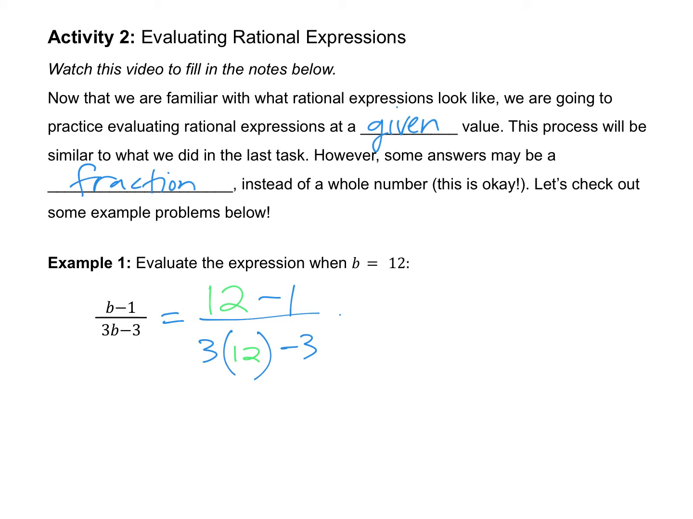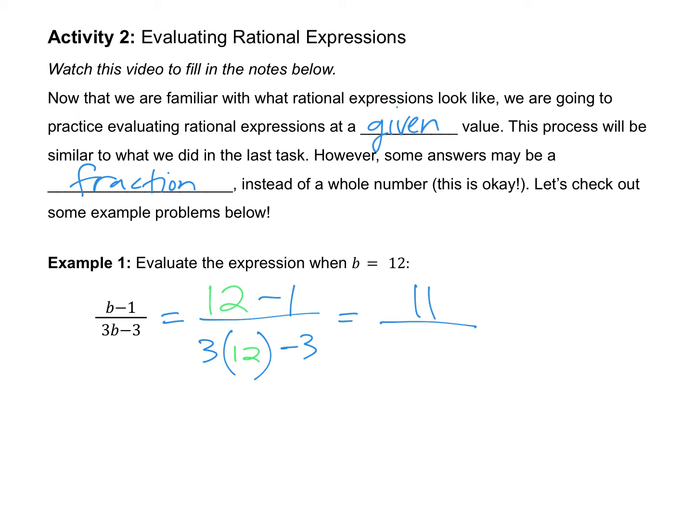Now, the only difference here between evaluating polynomial expressions is that you have to do the numerator first and then the denominator second, or vice versa. It doesn't matter the order as long as you do them separately. So instead of working down, generally it's easier to work across with these. I'm going to start with the top. 12 minus 1 is 11. So that's my numerator simplified.